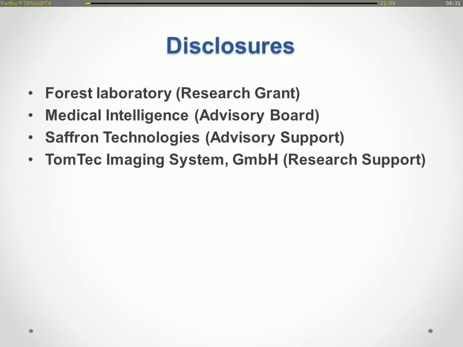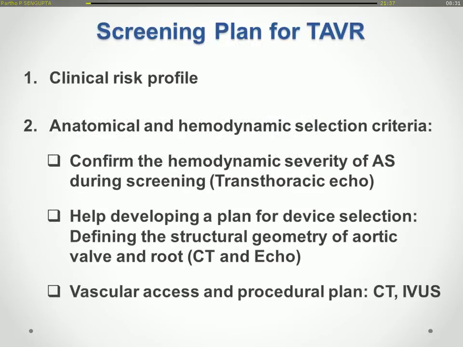My disclosures here. So my talk is going to discuss initially the clinical risk stratification for TAVR, followed by the anatomical and hemodynamic selection criteria. I will go through the confirmation of hemodynamic severity using transthoracic echo, the criteria that's used therein. Then the use of CT and echo for developing the structural geometry and analysis of the aortic valve and the root, and also some insight into the use of CT for vascular access and procedural planning.